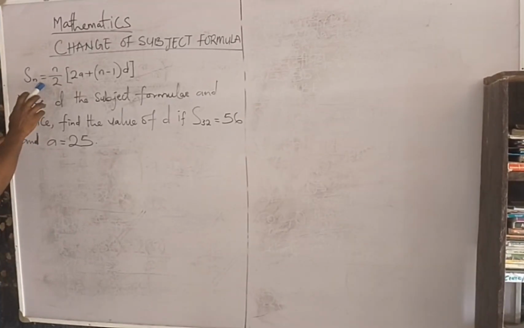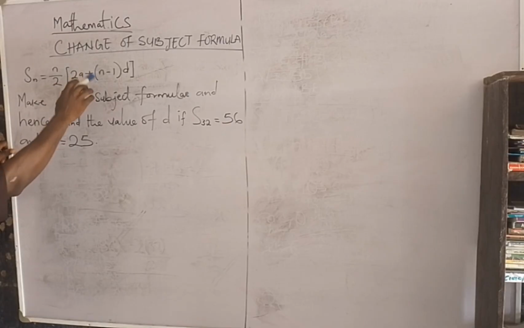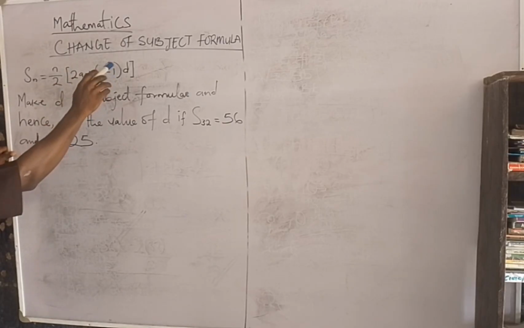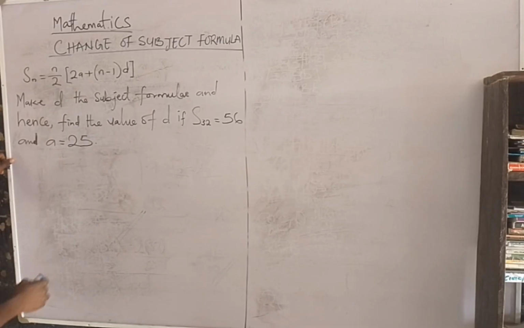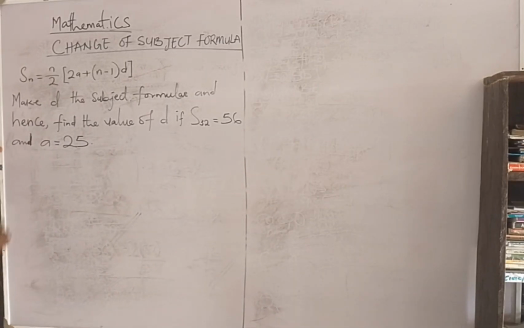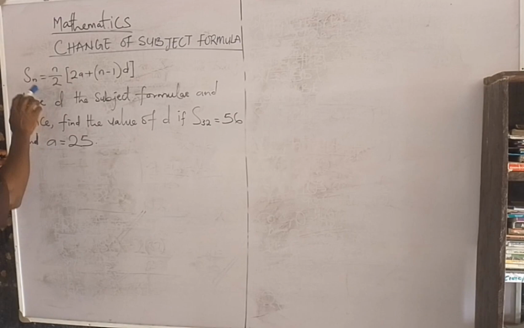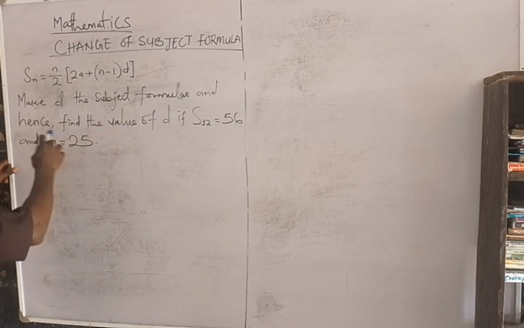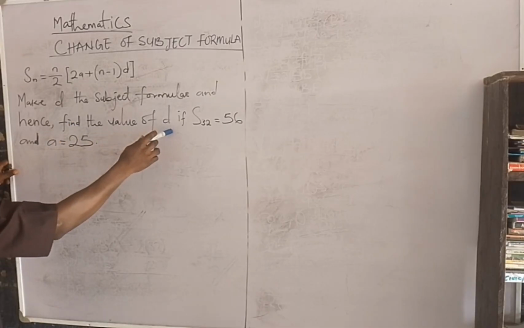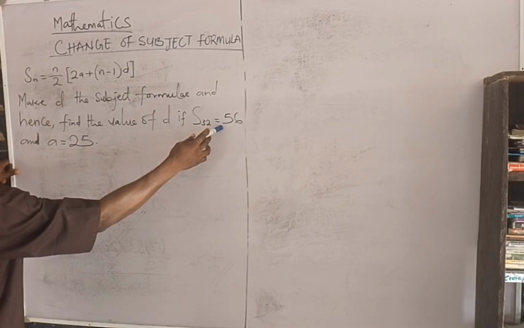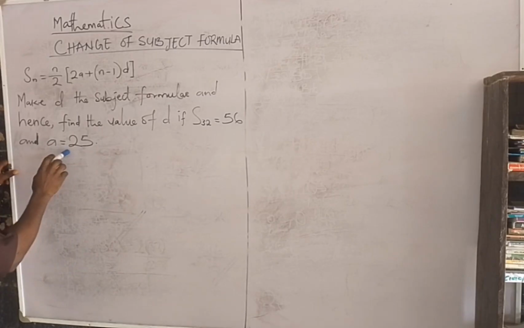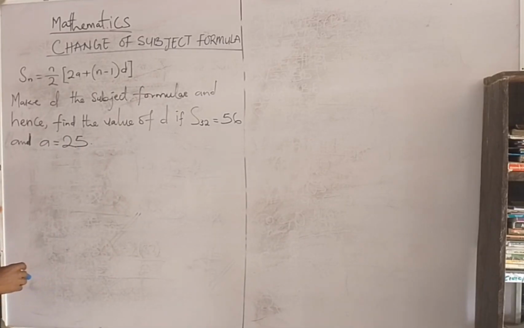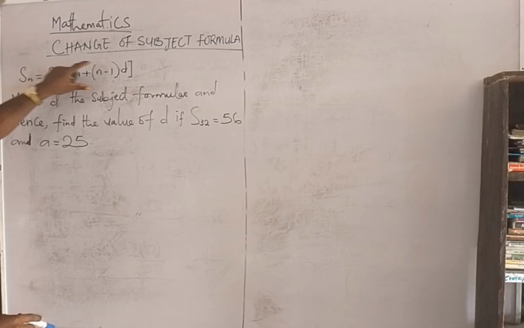We have Sn is equal to n over 2 in open brackets 2a plus open bracket n minus 1 close bracket d close bracket. Now the question says make d the subject of the formula, and hence find the value of d if S32 is equal to 56 and a is equal to 25. Now the formula you have here is from AP.